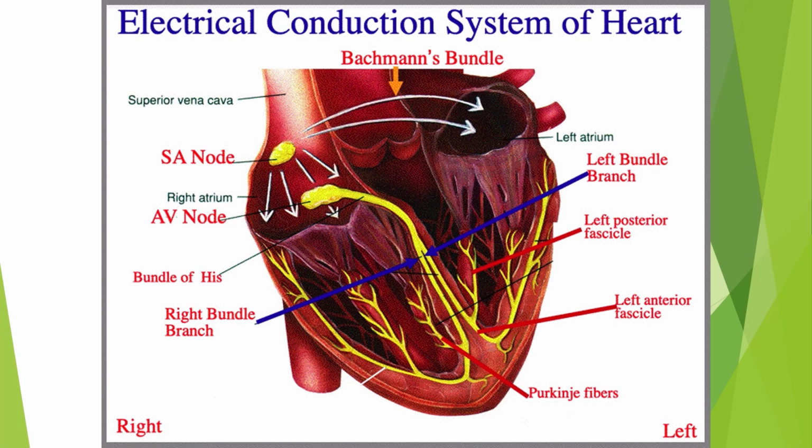Now let's see how the electrical activity is produced in the heart. The electrical activity of the heart is generated by the SA node, and this electrical signal is conducted to the AV node, AV bundle, then to the right and left bundle branches, to the Purkinje fibers, and finally to the cardiac muscles. This electrical activity can be recorded with the help of a machine called the ECG machine.